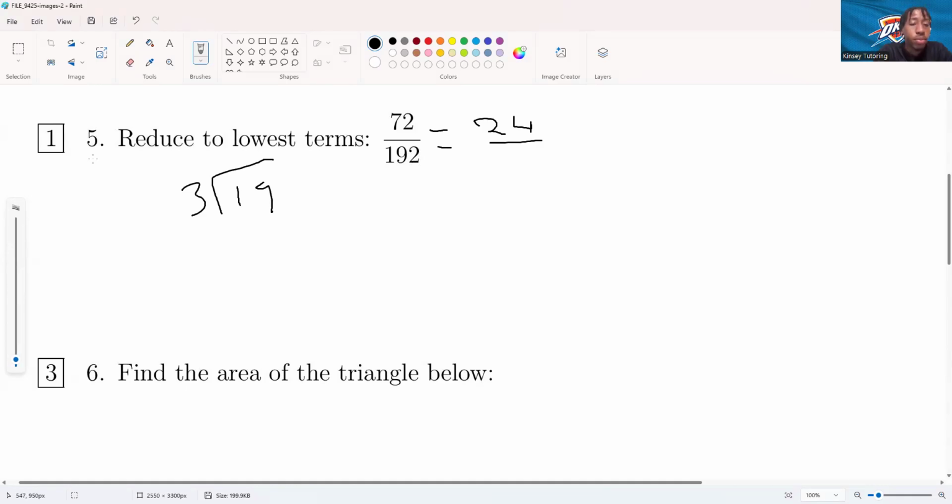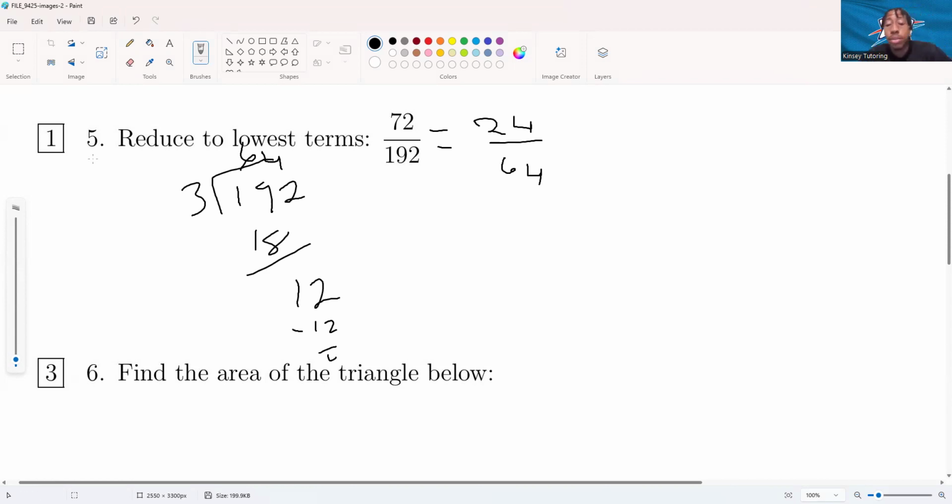Three divided by 192. So let's see, three goes into 19 six times. One, two, three goes into 12 four times, right? So 12, 0. So 24 over 64.